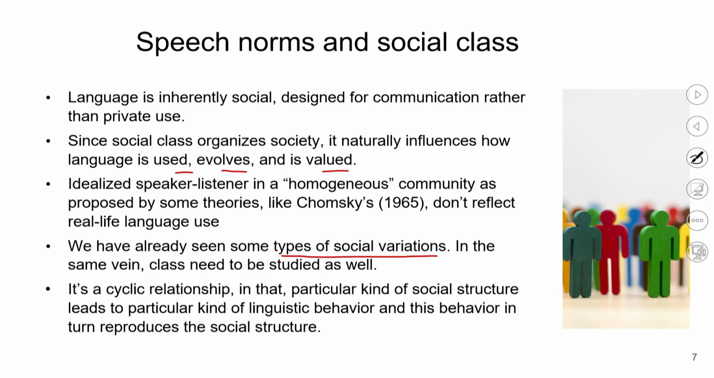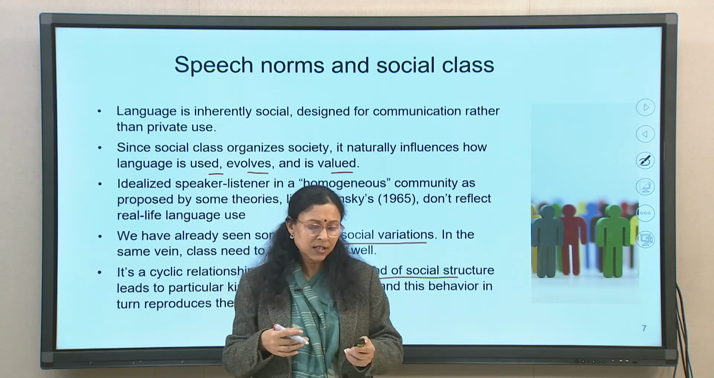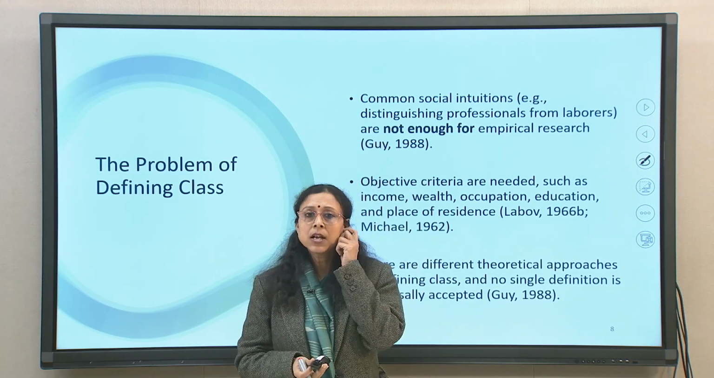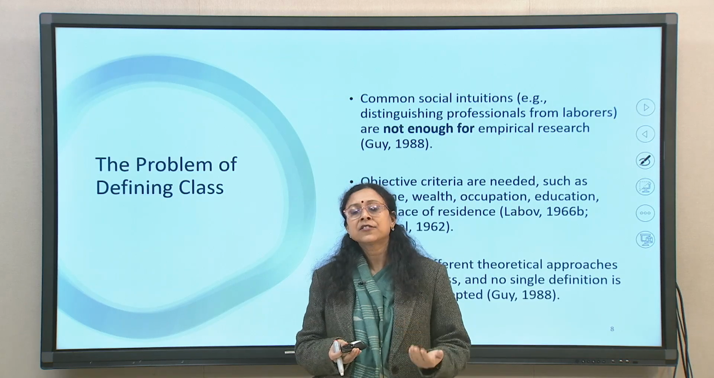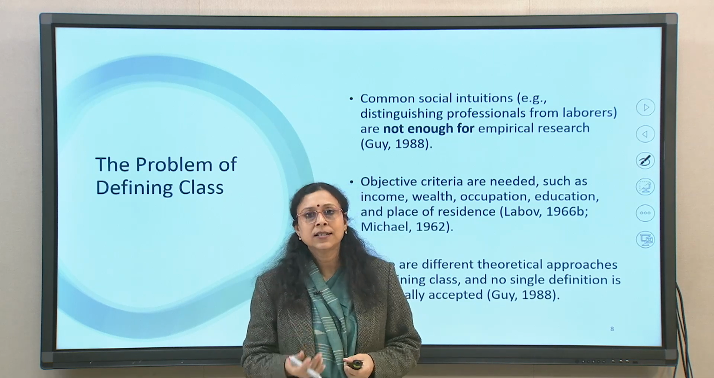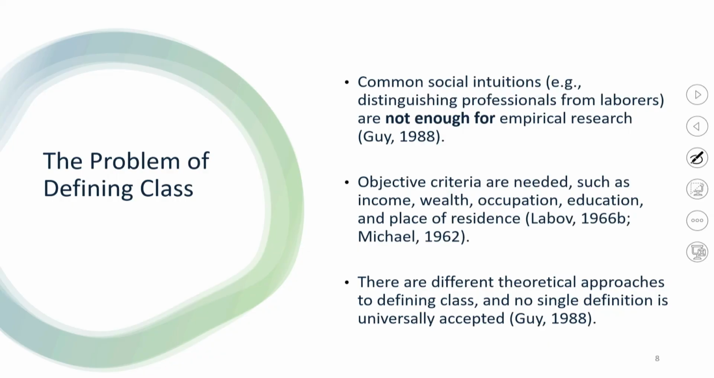It is considered to be a cyclic relationship, in that a particular kind of social structure leads to a particular kind of linguistic behavior, and similarly that behavior reinforces or reproduces the social structure as well. When we talk about social class and its connection with language, the first thing that you have to define is class. What is class? This is not so easy.